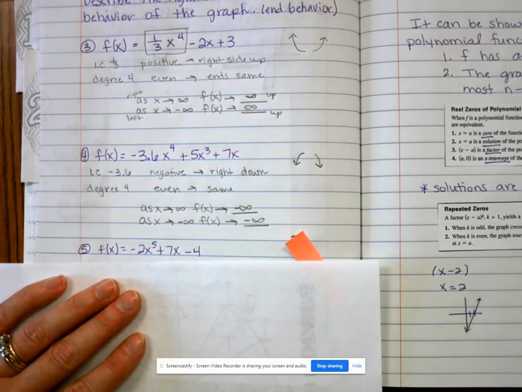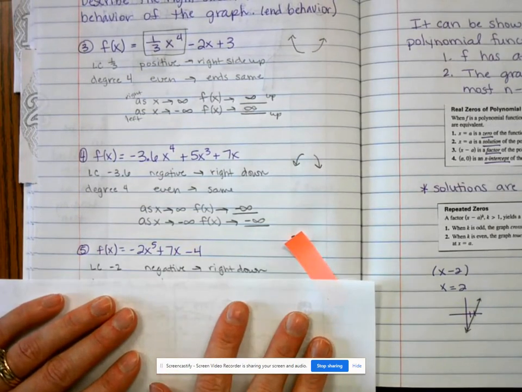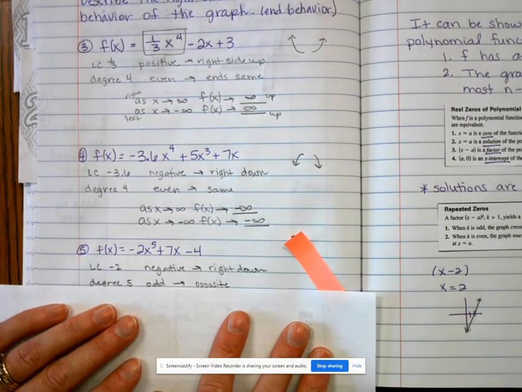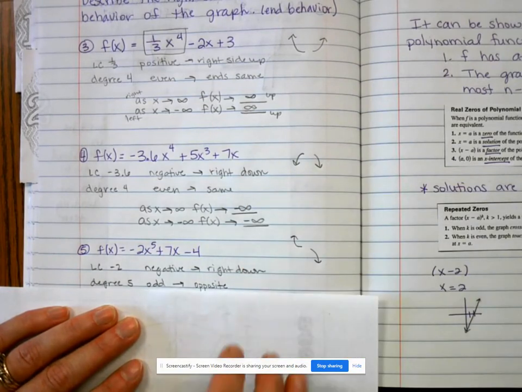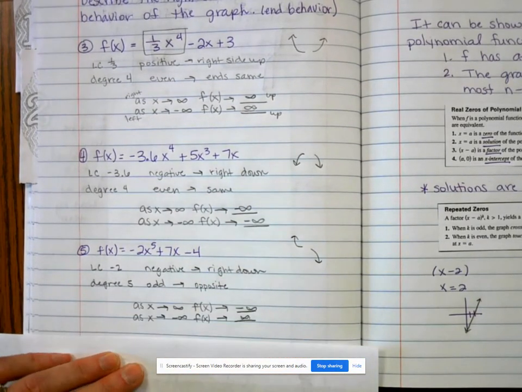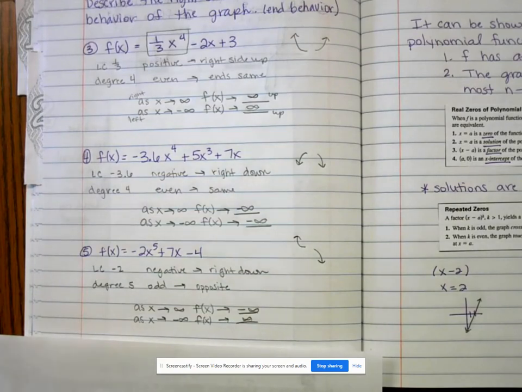All right, so negative coefficient means right side down. Odd degree means left side is going to be opposite. So as we move to the right, we go towards negative infinity, and as we move to the left, we go towards positive infinity.